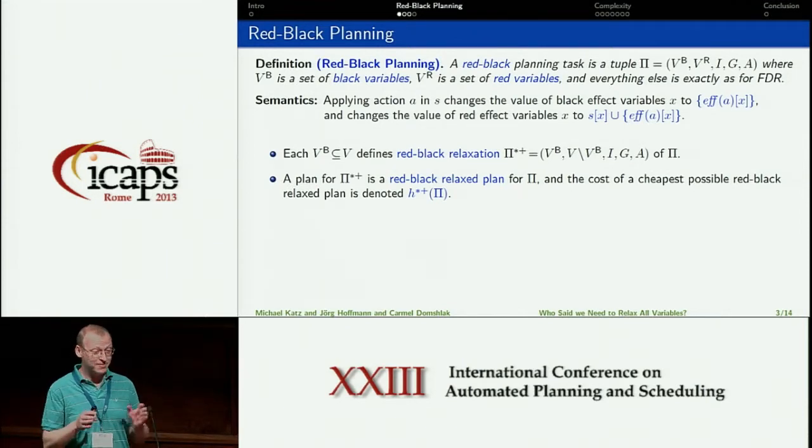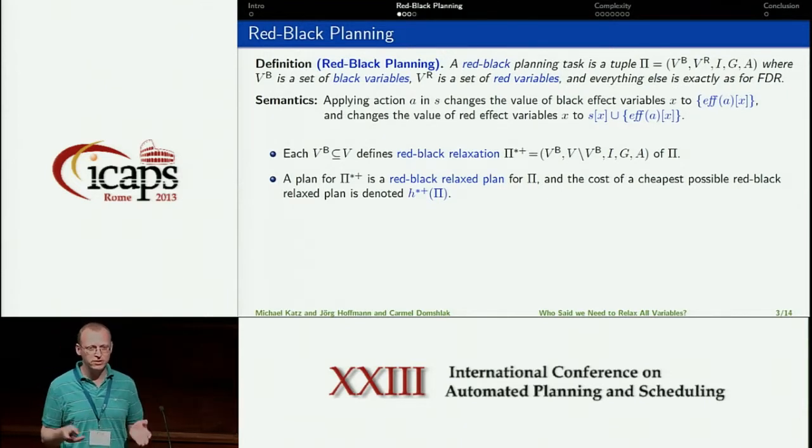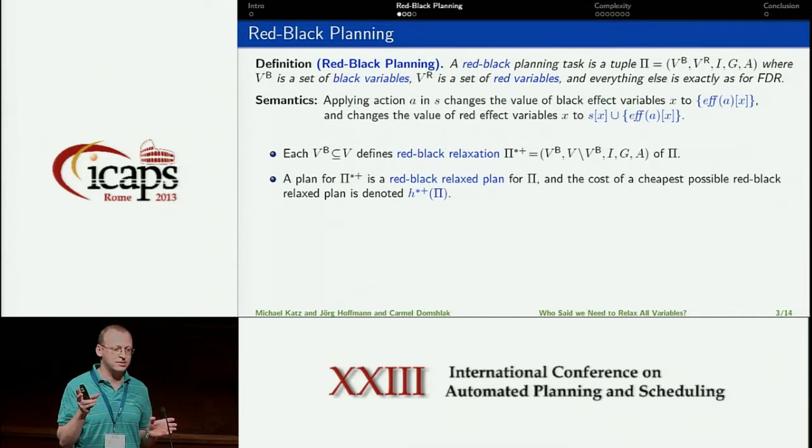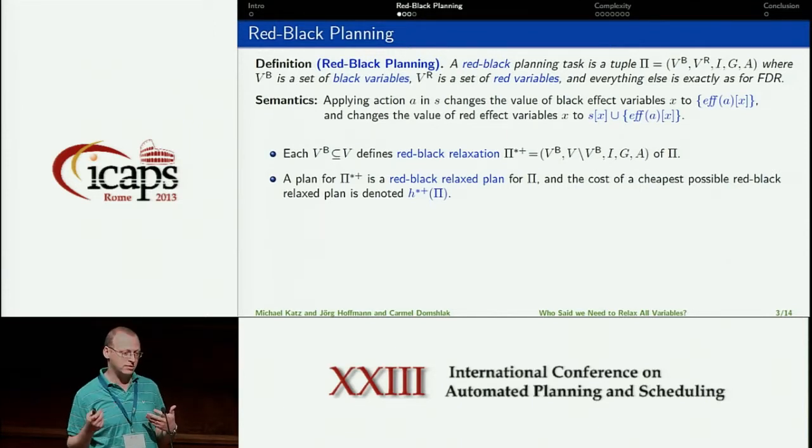Just some really small definitions. We'll get some more later. So red-black planning is defined really similarly to FDR planning. The only difference is that now we have two sets of variables instead of one: red variables and black variables. Everything else is the same. The semantics is a bit different. As I said, red variables accumulate values, blacks change values. So if you apply an action, black effects will just change the values to that effect, and red effects will add the values in the effect to the previously existing ones.